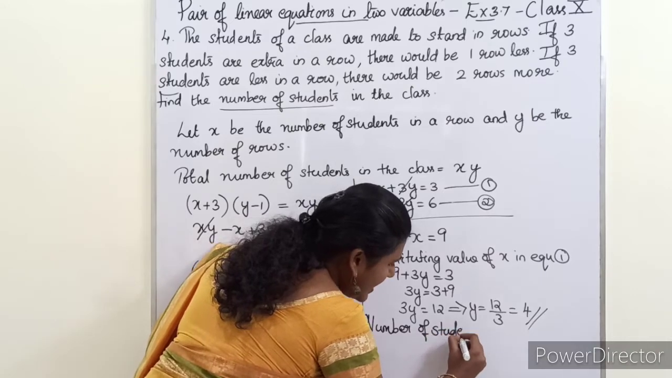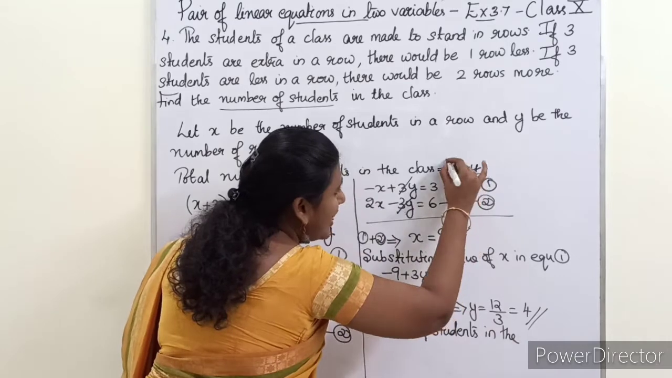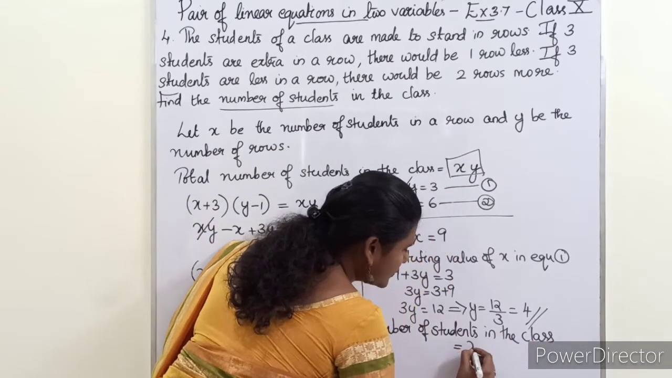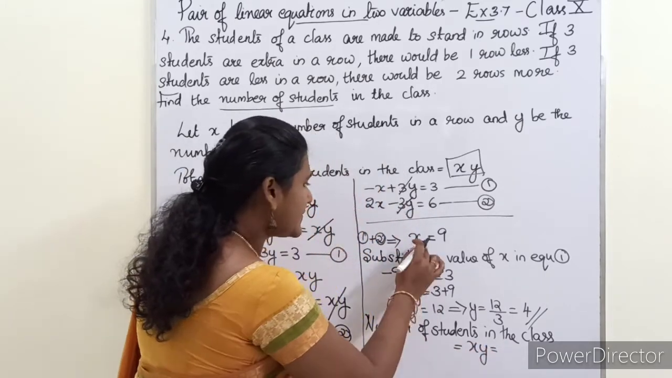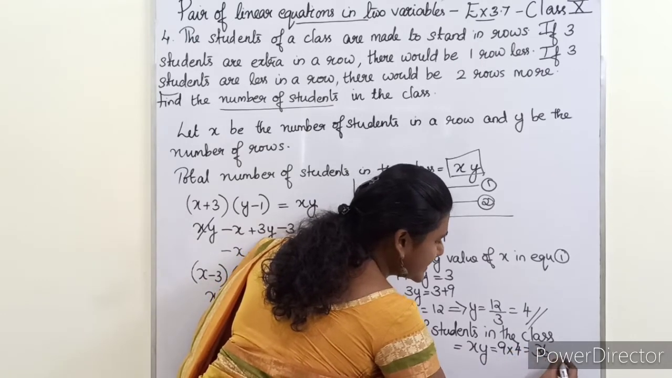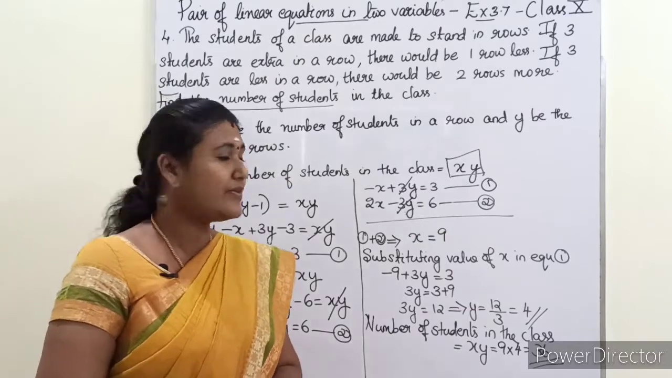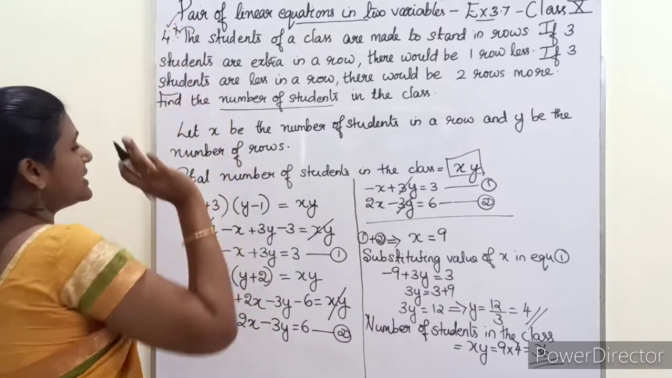What is the formula for the number of students in the class? xy. So we have already written xy. So the number of students in the class is equal to xy, which is equal to, x is 9, so 9 into 4 is equal to 36. So there will be 36 students in the class. So we have completed. This question is very important. Please note down, this question is very important.